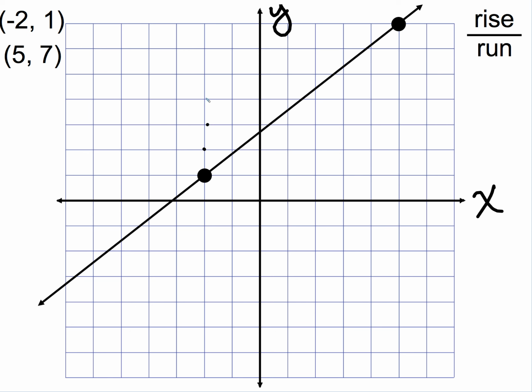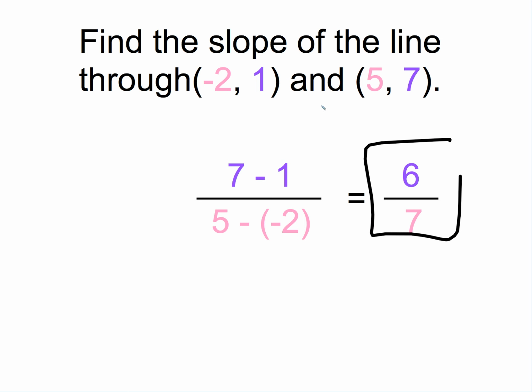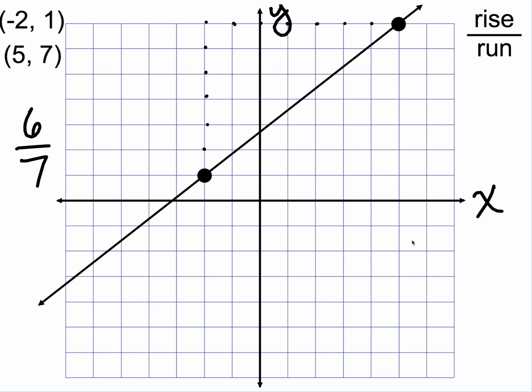1, 2, 3, 4, 5, 6. So 6 is in my numerator. And then I need to go to the right. That's also positive. So 1, 2, 3, 4, 5, 6, 7. 6 over 7 was the same answer we got here. Same numbers, just two different ways of doing it, depending on whether they give you the ordered pairs or whether they give you the graph.